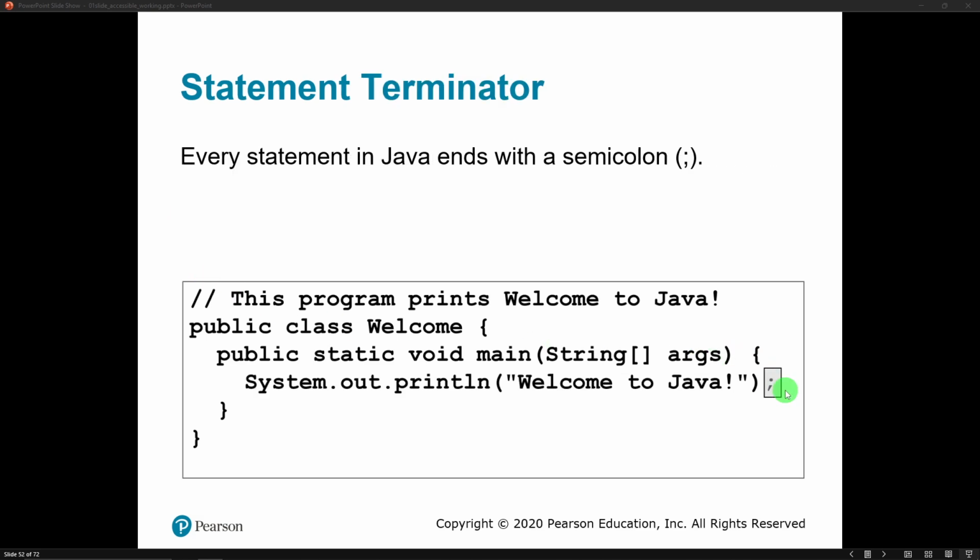At the end of each statement, we have a statement terminator, and in Java, the statement terminator is the semicolon. You have to have a semicolon at the end of a statement. So these other lines were declarations, and they ended with curly braces, open curly braces and end curly braces, but an individual statement has a semicolon at the end.